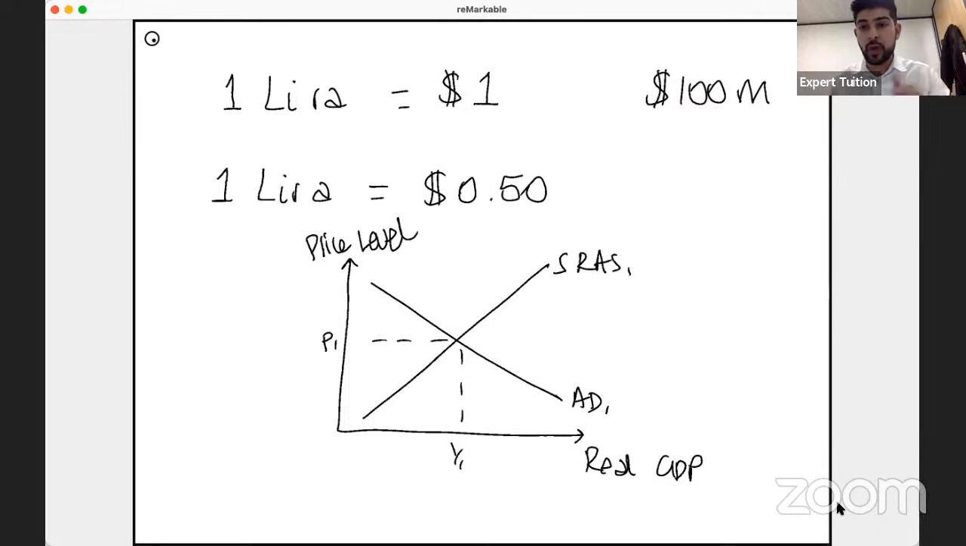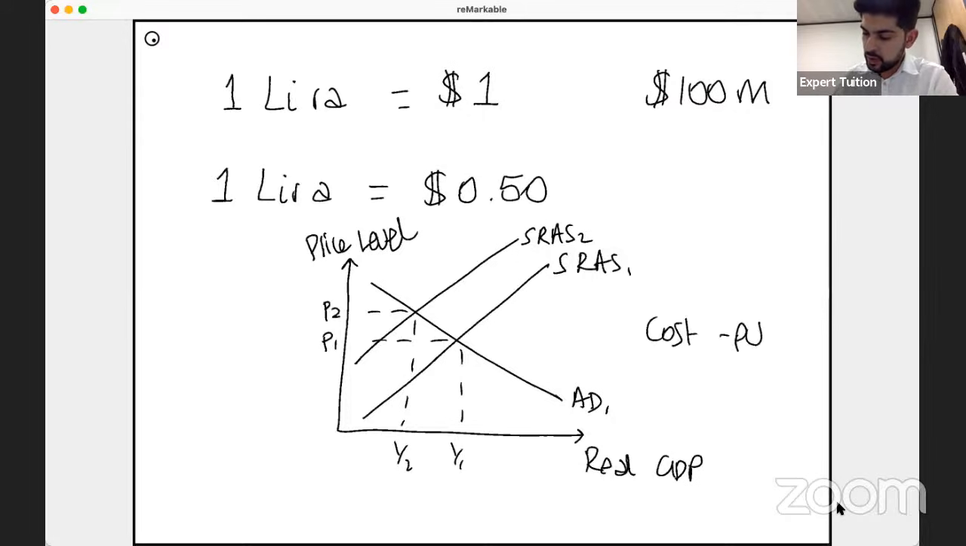For example, the price of oil going up or down, SRAS. If wages go up or down, SRAS. In this case, raw materials are going to become more expensive because my imports are more expensive. My currency depreciates, so therefore it's more expensive for me to import. Well, SRAS in this case would shift inwards. And the consequence of that is not only negative growth, which is in itself a problem, but a specific type of inflation called, as I'm sure you know, cost push inflation.